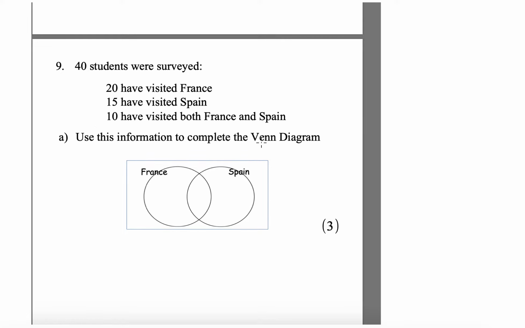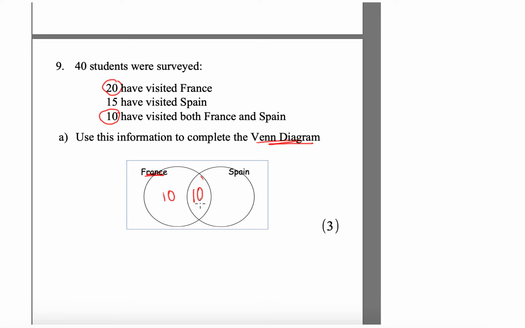So anytime we're filling in a Venn diagram, we always must start from the middle. So let's start from these 10 that visited France and Spain. 10 of them definitely go here. If 10 of them go here, and the 20 visited France, so 20 people need to be in this France circle here. So we must have an extra 10 here, because we know that the France circle should have 20 people in it, and 10 of them are already here. So 10 must be there.